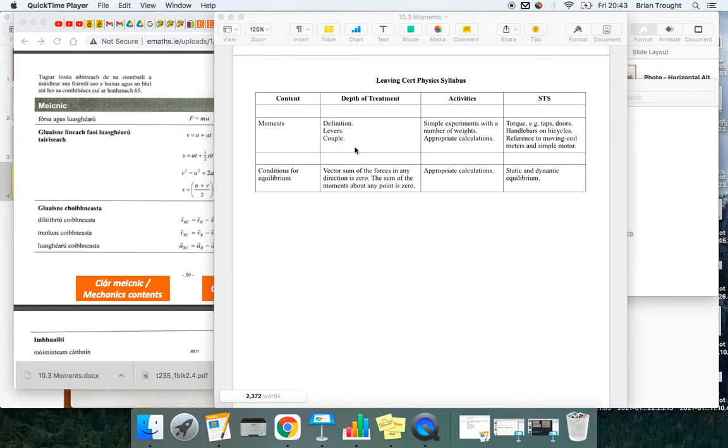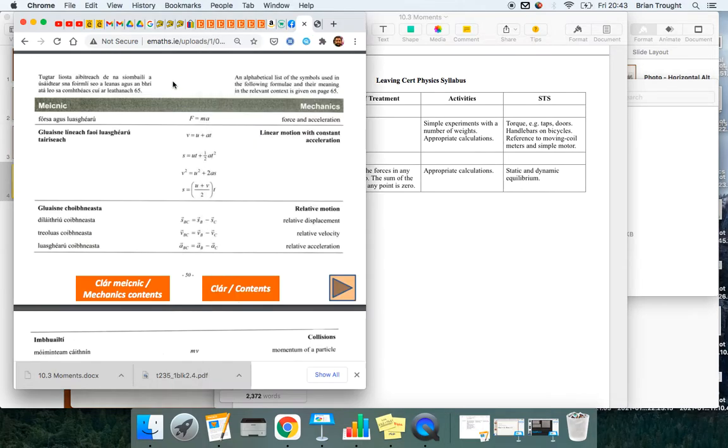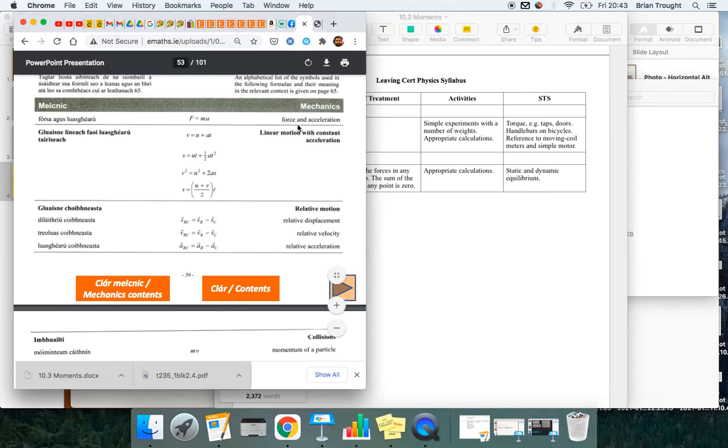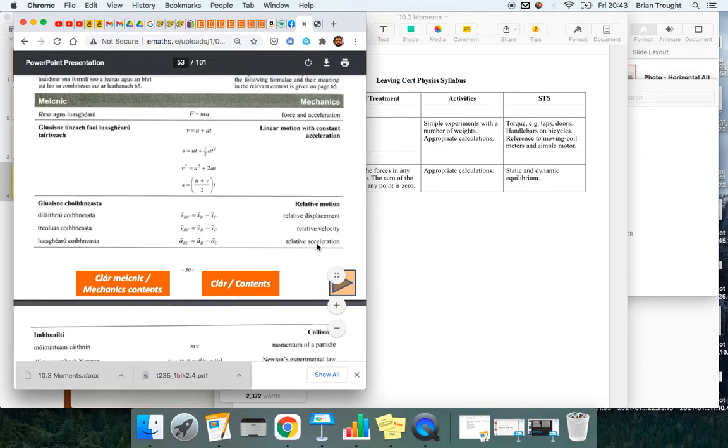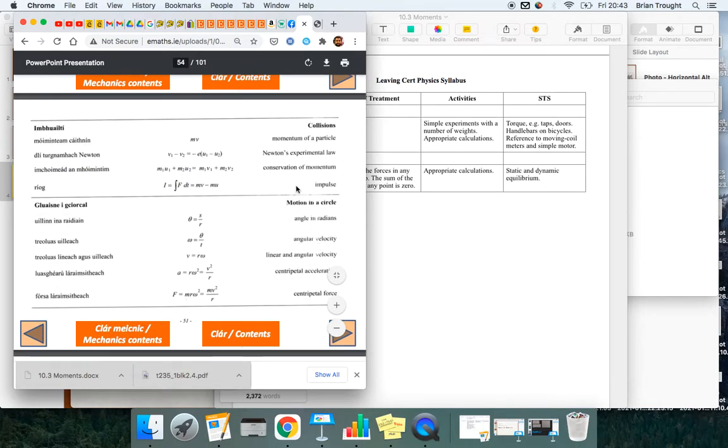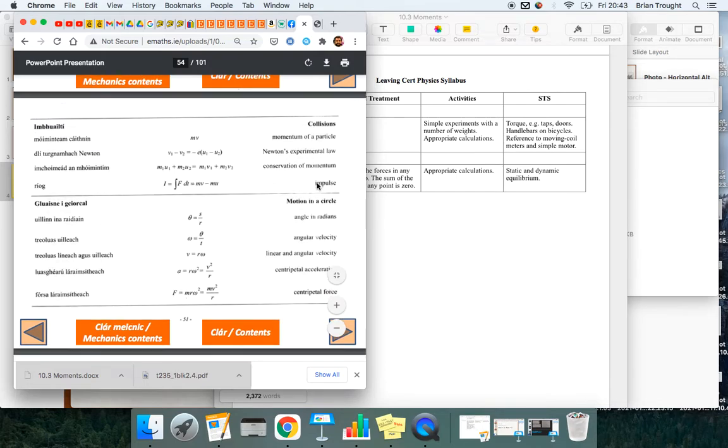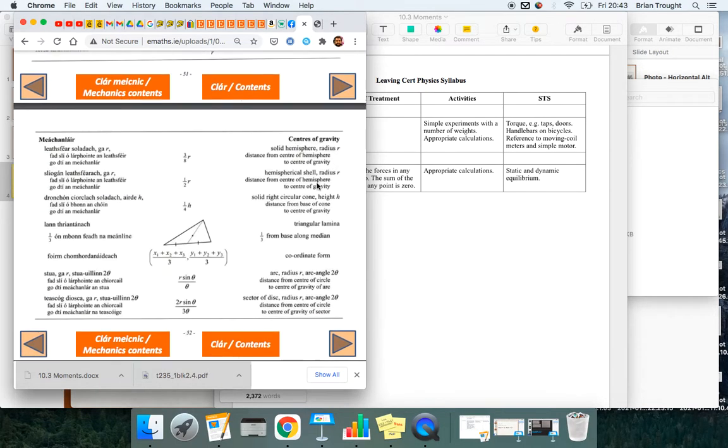Okay, to the log table, and we'll take a look at what formulae are required for this section. We're looking for moment here. If you scan down, there's no moment on page 50. You have momentum, which is a different quantity altogether. Conservation of momentum, different quantity. So they don't apply at all to the moment that we're talking about.